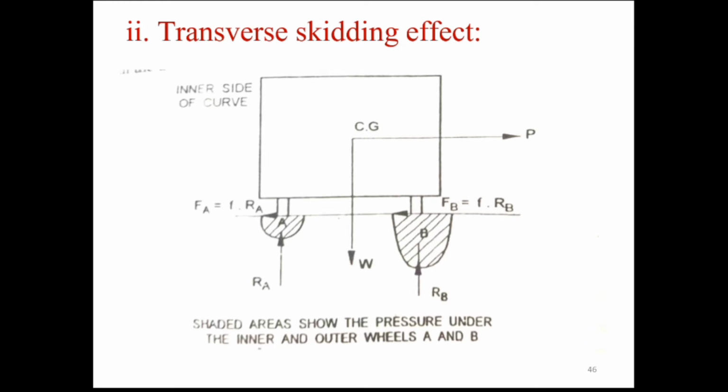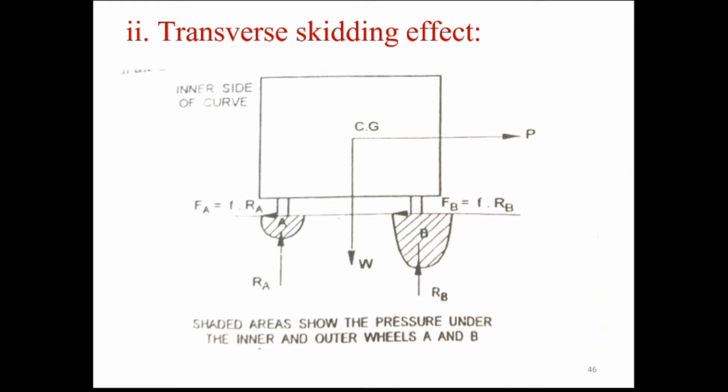Now the transverse skidding effect. Here from the figure again we can see the pressure under the inner and outer wheels, wheel A and wheel B. Here the pressure on the outer wheel B is more because of the influence of the centrifugal force P tending to pull the vehicle outside.